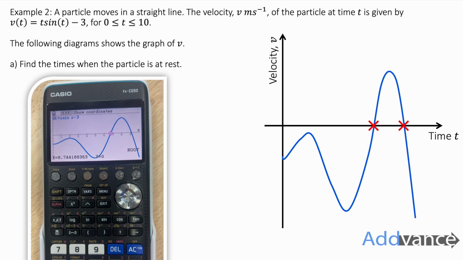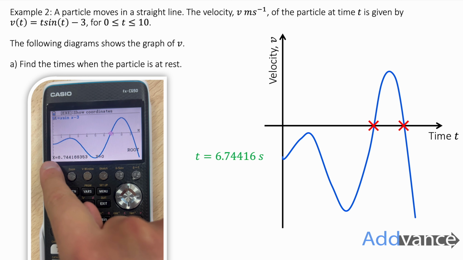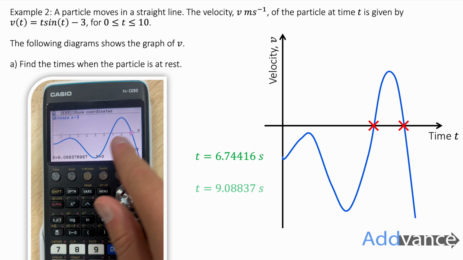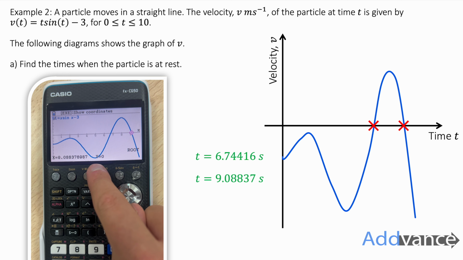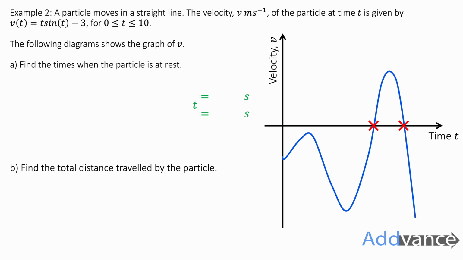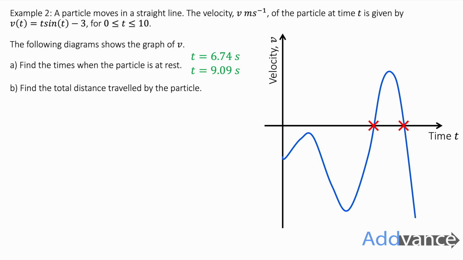Now I can press G-solve and root, and that gives me the roots of the equation. That's where it crosses the x-axis. So the two values of time that work there are t equals 6.74 and t equals 9.08. We've rounded that to 3 significant figures for the answer. If you missed the calculator steps there, feel free to rewind at any point of this video. I know there's a lot of buttons that you have to take in.